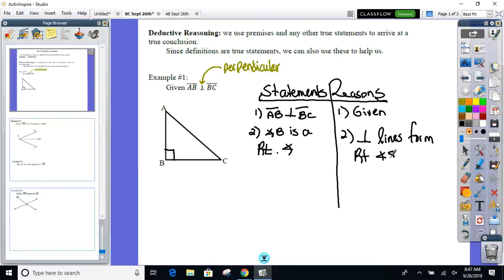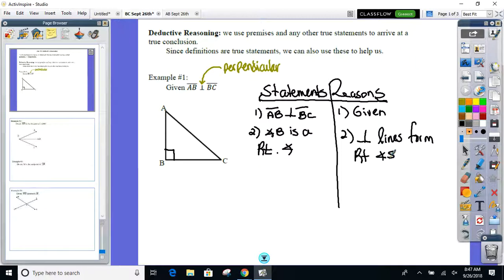Now, do I need that wording every time? No. If you want to write it all out, two perpendicular lines form a right angle, that's fine too. The proofs can be written in different ways. Just what I write up there isn't it and only it. A lot of room for interpretation.